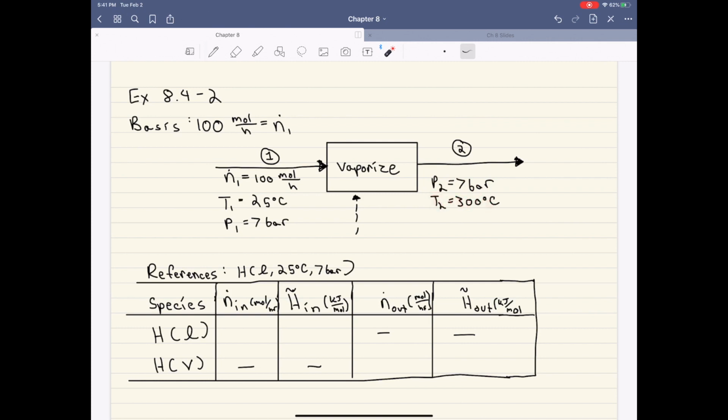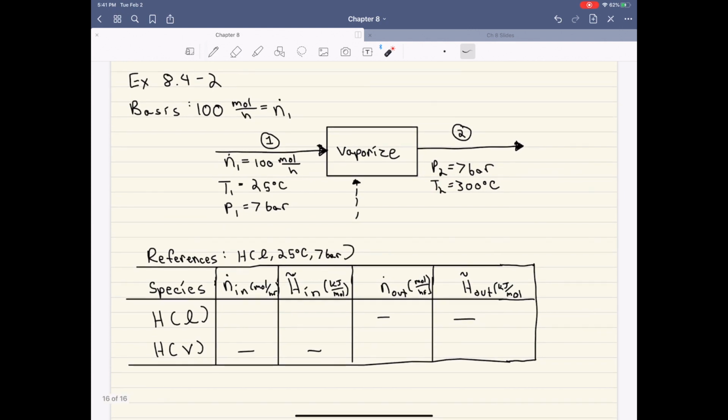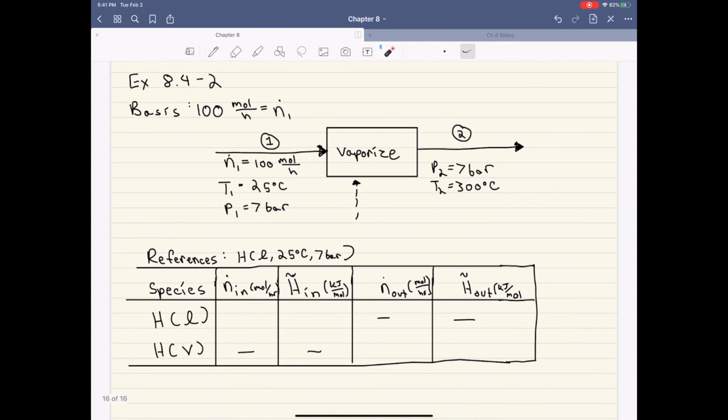Now, down here I set up the enthalpy table, and you can see at this point I've already thought ahead and set up the fact that my reference state for the hexane is going to be in the liquid phase, and it's going to correspond to the inlet conditions. Specifically, the inlet is a liquid at 25°C and at 7 bar.